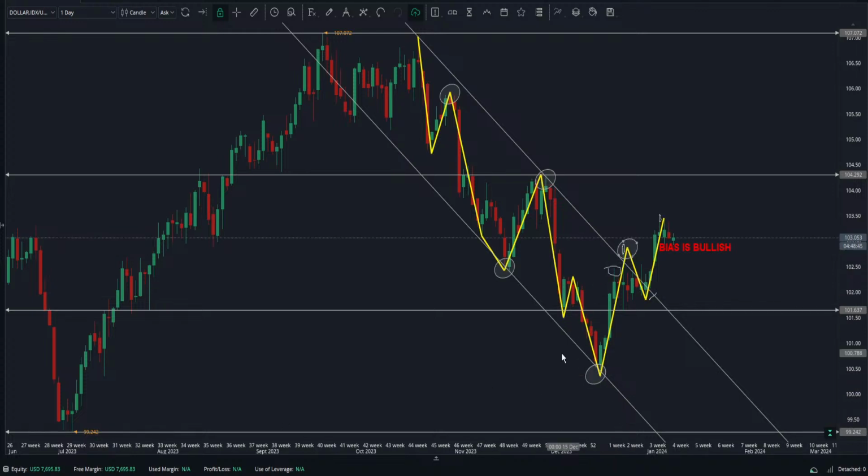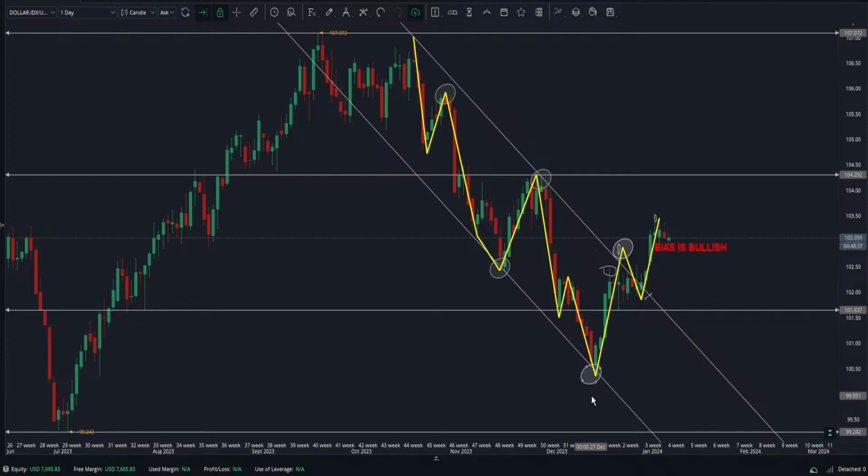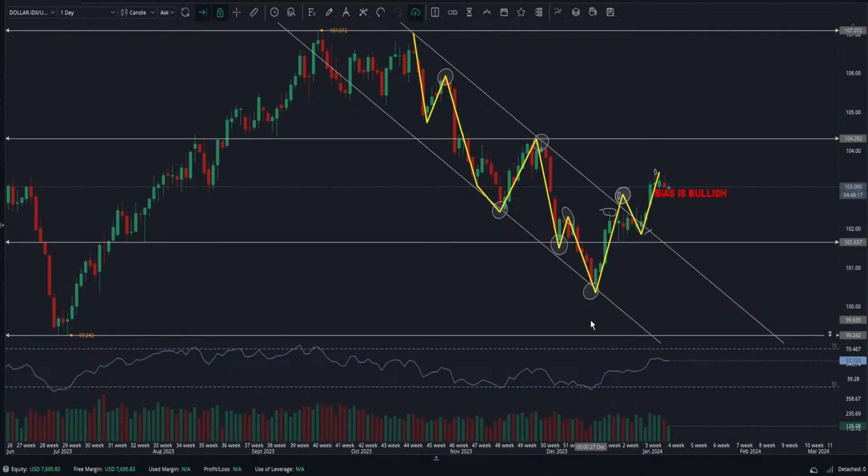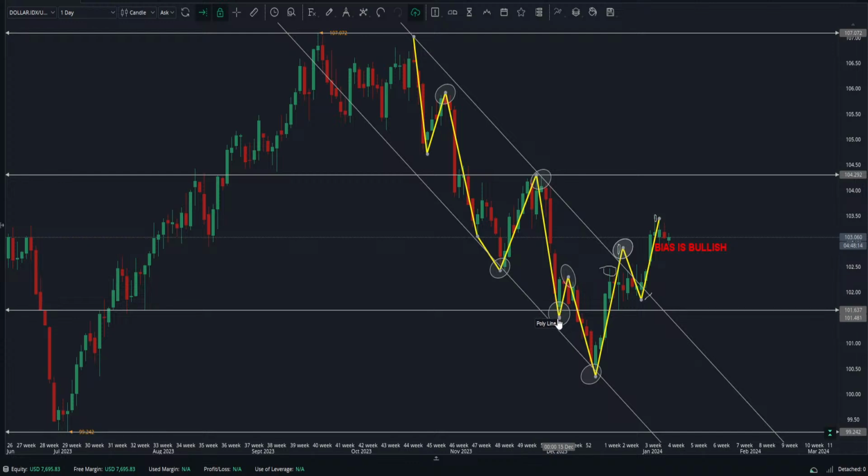Okay, so this was the case. Actually, after making this low, the price made this low, and this was the highest high between these two lows, and this becomes our downswing pivot. And this downswing pivot was broken here with this candle.